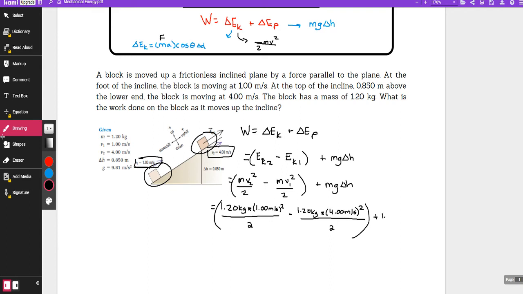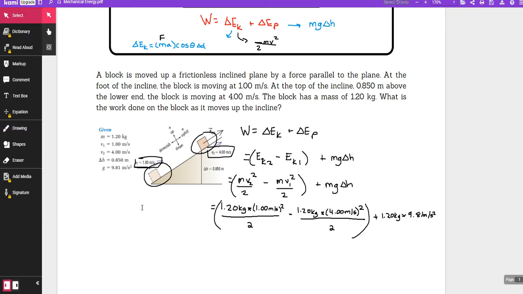plus 1.20 kilograms multiplied by 9.81 meters per second squared. And then what are we missing there? The change in height. Oh, I think I can actually just move this over. Let me try and do that.